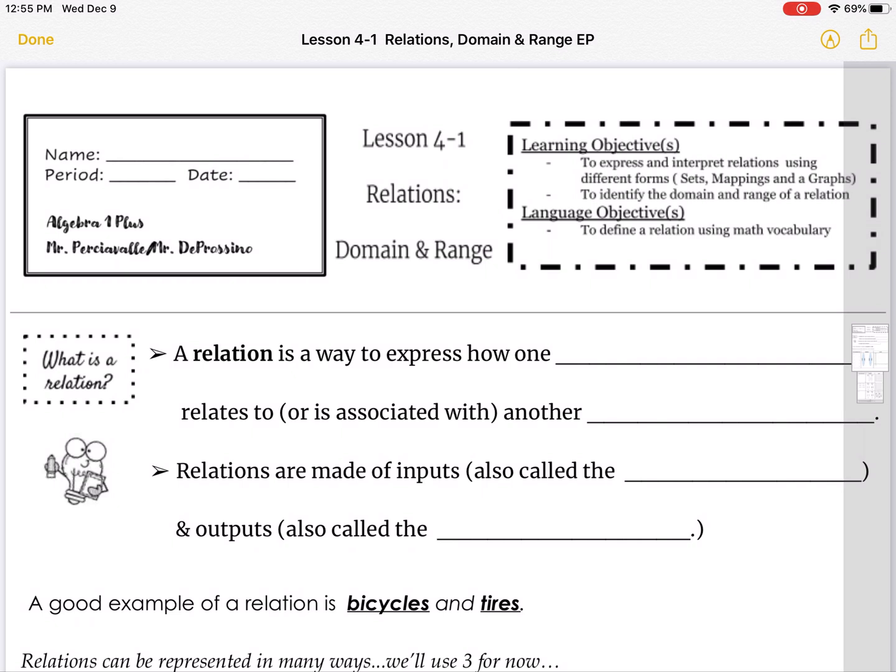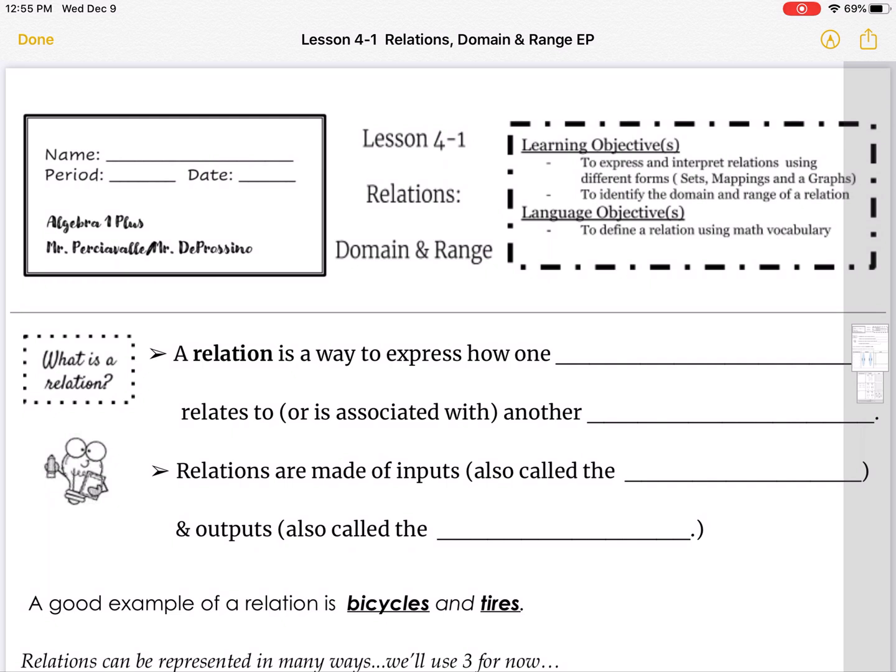Okay, so we're going to talk about domain and range a little bit today, but we're going to get more into domain and range in a couple lessons. So for now, we're just going to briefly touch upon it, and then we'll talk about it more as we move on.